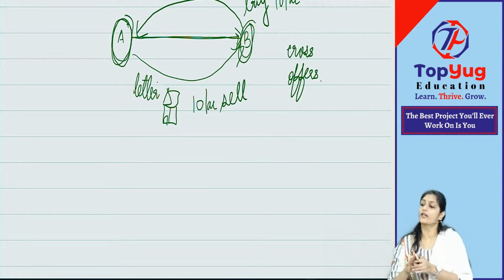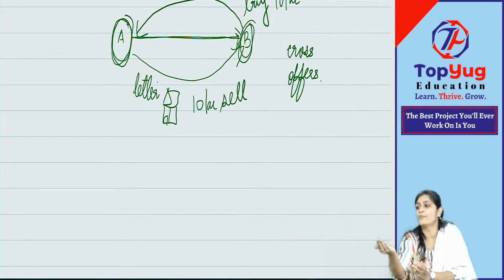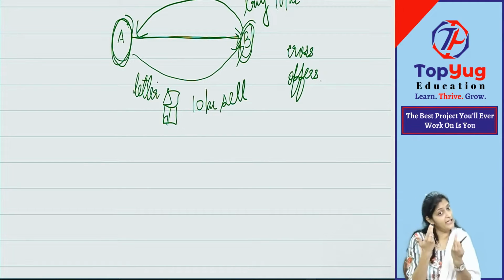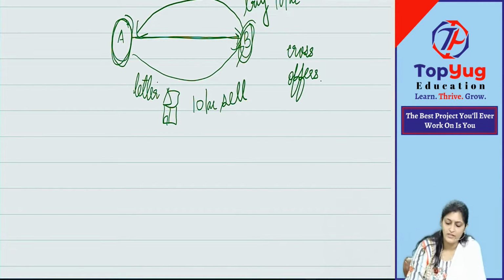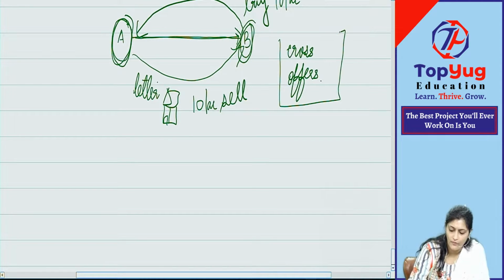I'm telling you, whatever I'm telling you, did you understand properly? You understood everything properly? Then it is a meeting. There is communication between us. But here, there is ignorance. There is no communication between the parties. No one knows anything about each other's offers. These types of offers are known as what offers? Cross offers.